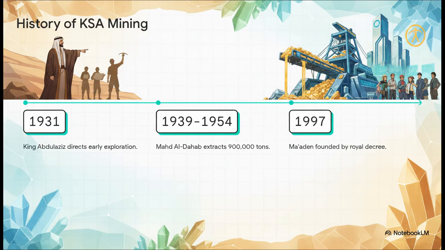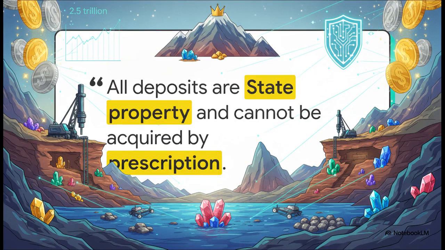While these trillion-dollar numbers are definitely making headlines today, this isn't just an overnight success story. This journey actually began way back in 1931, when King Abdulaziz directed the first modern mineral explorations. By 1939, the Ma'ad al-Dahab mine, which is still the oldest operating mine in the country, was already extracting massive amounts of ore, yielding over 900,000 tons in just its first 15 years. This steady, decades-long progression paved the way for the foundation of Ma'aden in 1997, which is driving so much of this modern expansion.